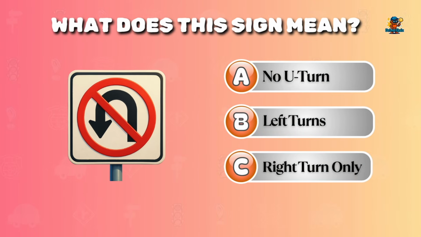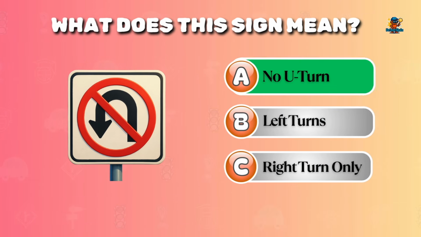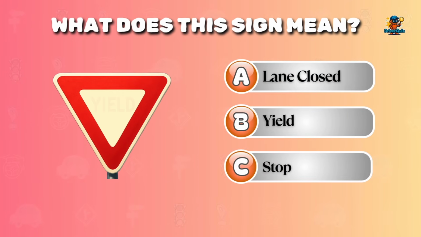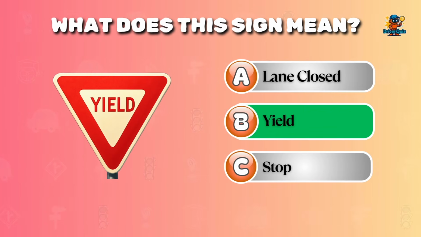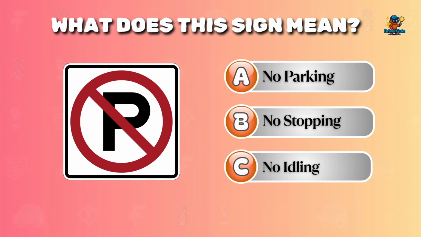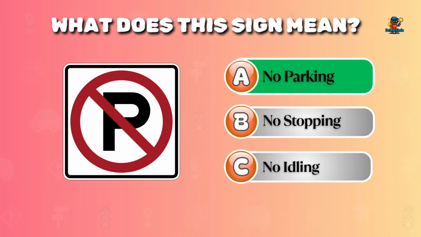What does the sign with a curved arrow and a red slash across it mean? Correct. No U-turn. A red and white triangular sign pointing downward means great job. Yield. A white sign with a red circle and a letter P crossed out means awesome. No parking.